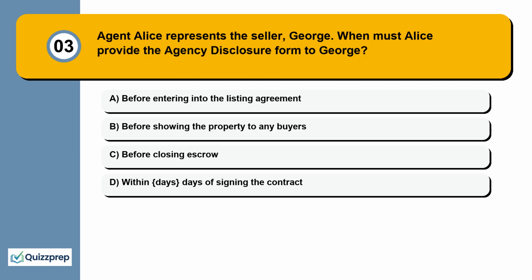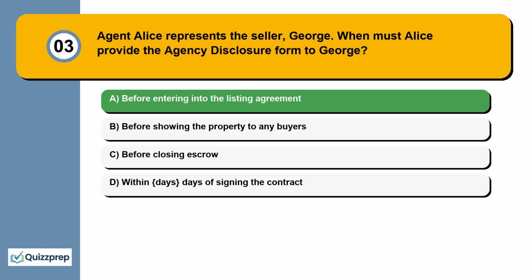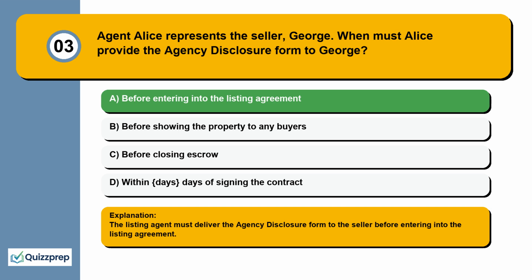Question 3. Agent Alice represents the seller, George. When must Alice provide the agency disclosure form to George? Before entering into the listing agreement, before showing the property to any buyers, before closing escrow, within days of signing the contract. The listing agent must deliver the agency disclosure form to the seller before entering into the listing agreement.